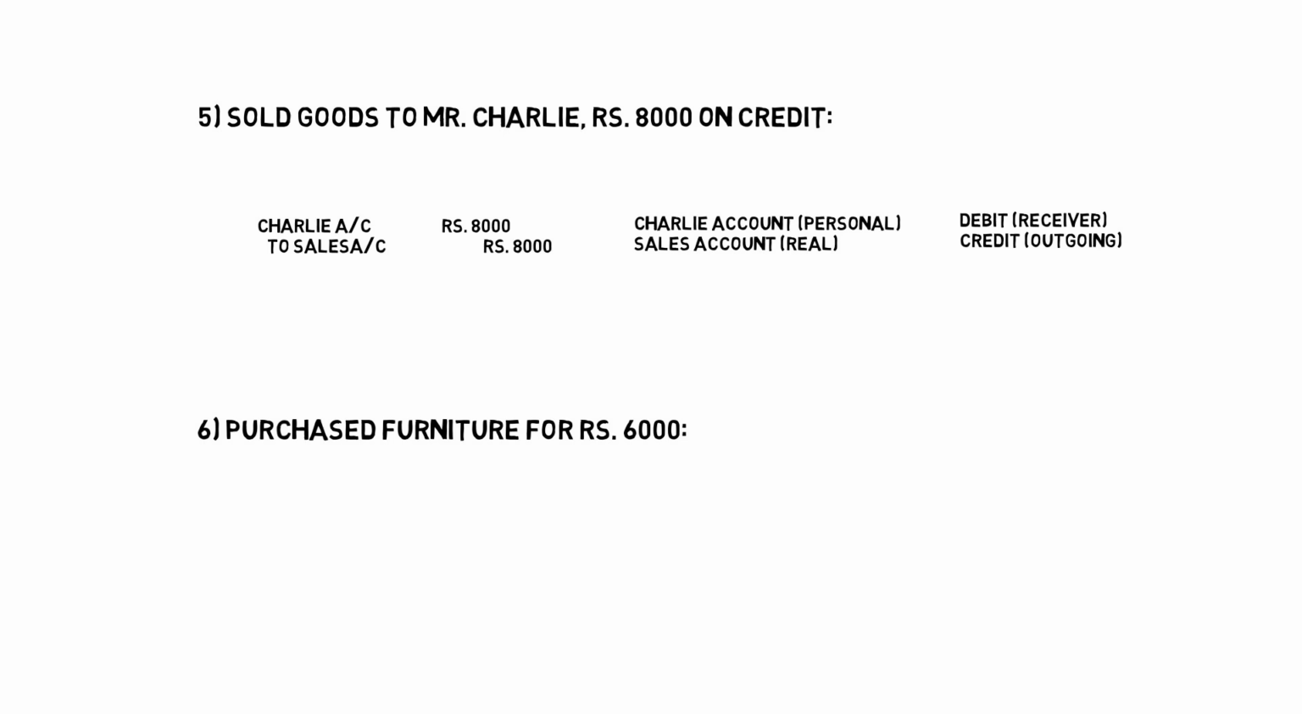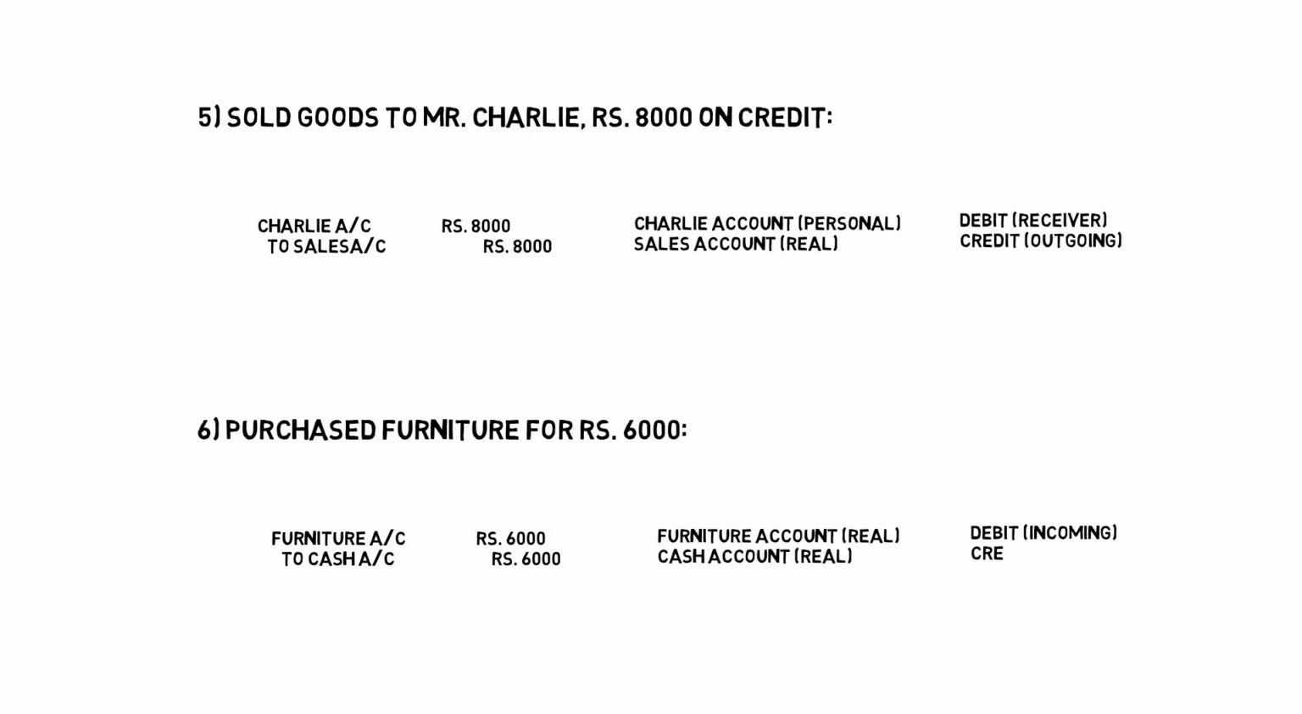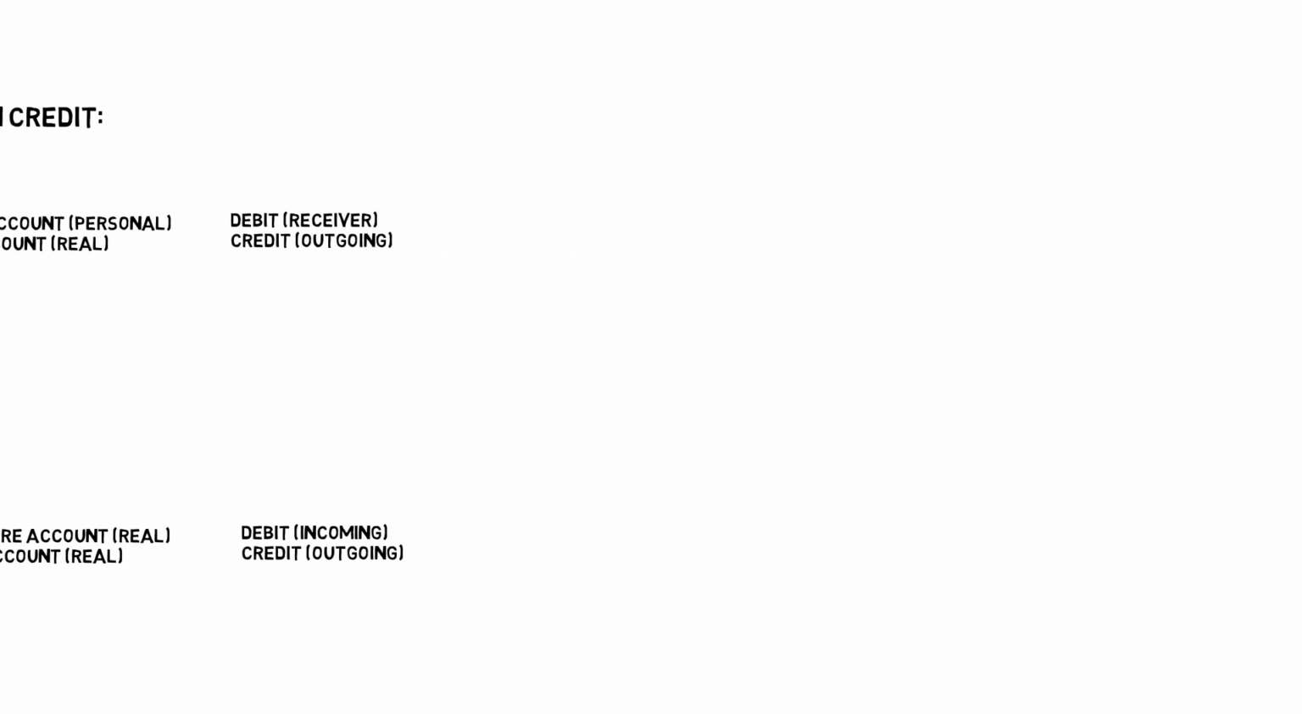And then for the sixth transaction, you have purchased furniture for rupees 6,000. So furniture is an asset. Furniture account debit rupees 6,000 to cash account credit rupees 6,000. So you're converting cash as an asset into furniture. So furniture as an account is a real account, so you have to debit it, but you have to credit cash account because you are converting one asset into another asset. So the nature of asset is debit when there is an increase or an incoming of asset in the business, and you credit it when there is an outgoing of an asset in the business.